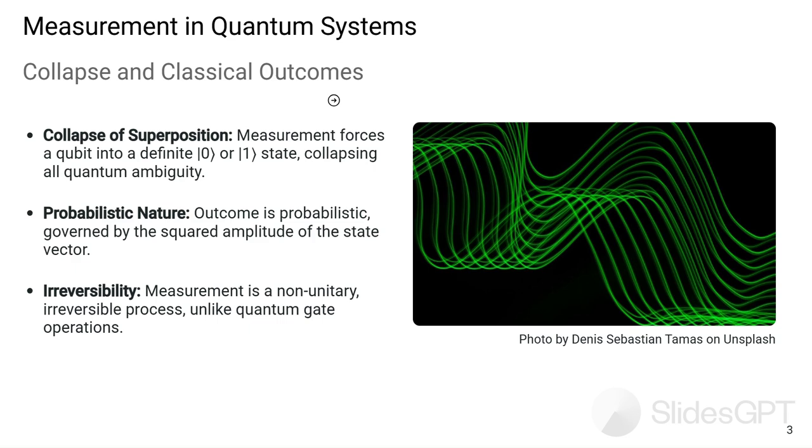Once we are ready to extract the answer, we measure the qubits. This causes their wave functions to collapse into classical states 0 or 1. Before measurement, they hold complex quantum information. After measurement, the richness is lost. Measurement is irreversible and probabilistic. So, we often run quantum computations multiple times to get statistically meaningful results.